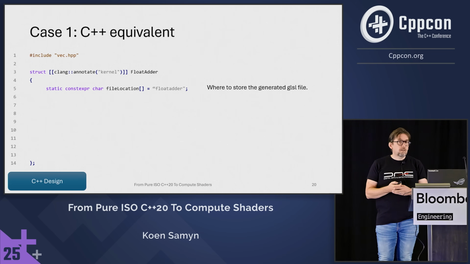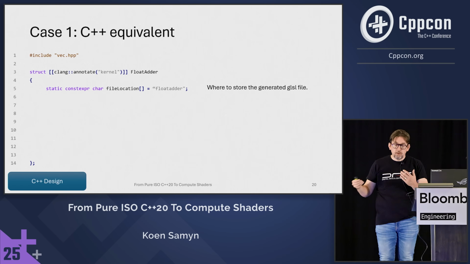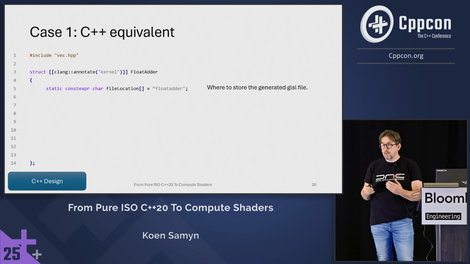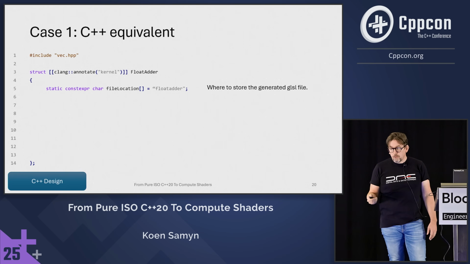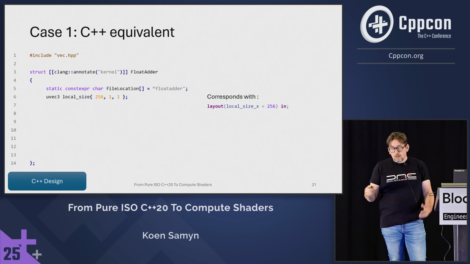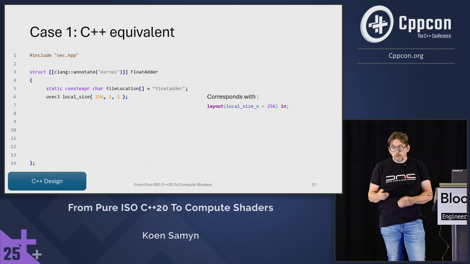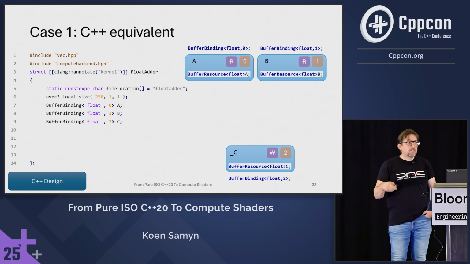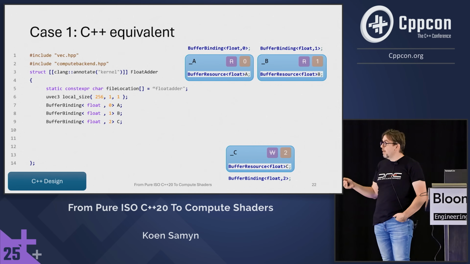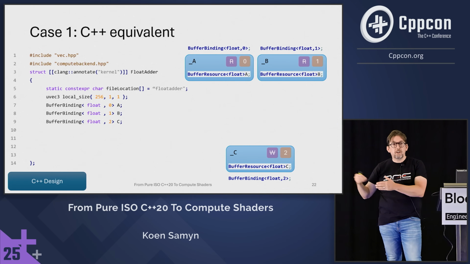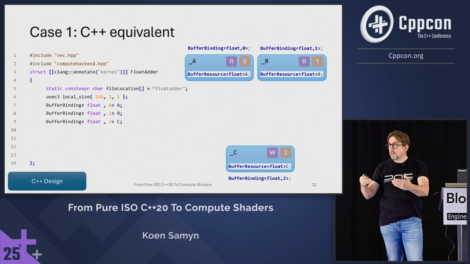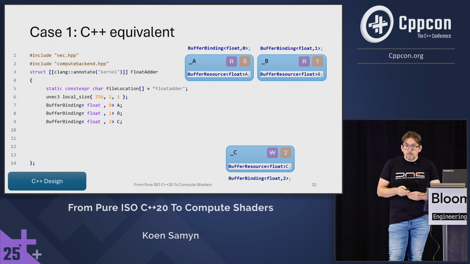This is something that could be done better in C++26 with reflection to reflect the name of the struct. So for now, I have a file location where I can store the generated GLSL file. I have a local size that I'm going to convert. I have buffer bindings. So why am I doing it this way? I have template parameters that allow me to more easily transpile that code into GLSL. So it's just in the code itself that it's a float and that its binding number is 0 or 1 or 2. So that makes it pretty easy to transpile this code.